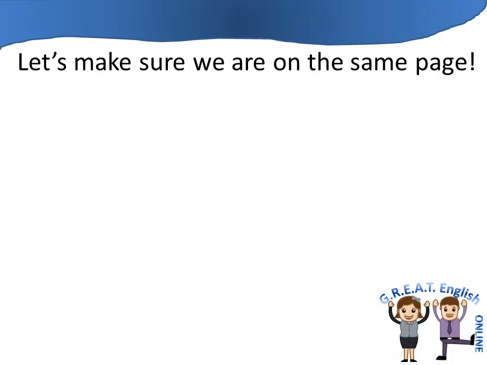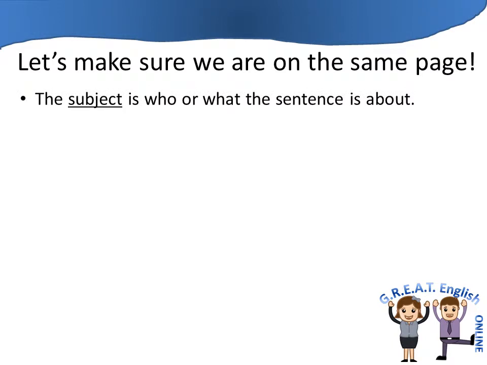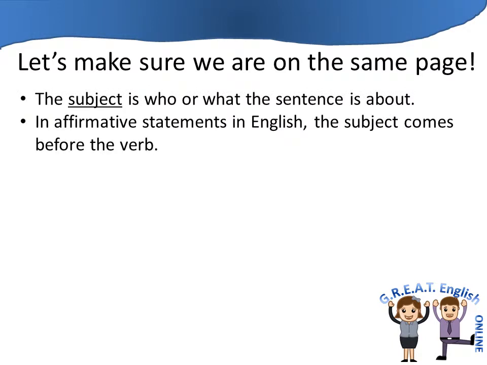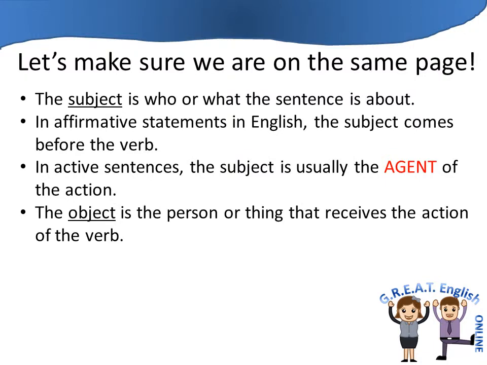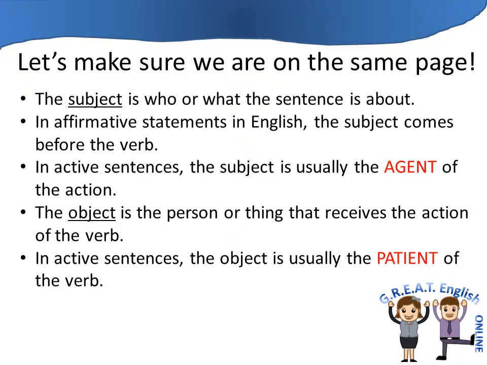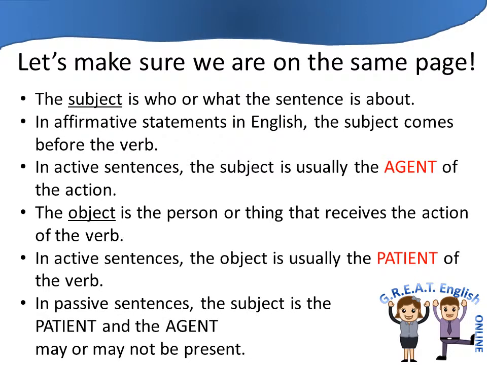Let's make sure we're on the same page. That means let's make sure that you and I understand the terms in the same way. The subject of the sentence is who or what the sentence is about. In affirmative statements in English, the subject comes before the verb, and in active sentences, the subject is usually the agent of the action in the sentence. The object in an active sentence is the person or thing that receives the action of the verb, and in active sentences, the object is usually the patient of the verb. In passive sentences, the subject is the patient, and the agent may or may not be present. If it is present, it will be in a by phrase.